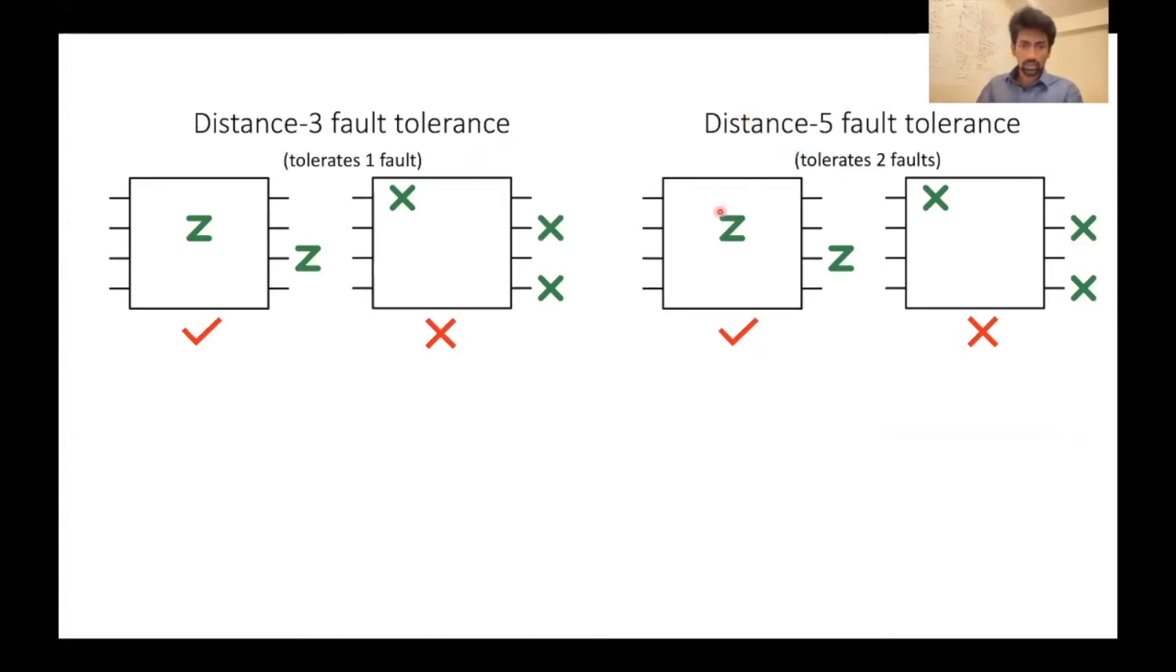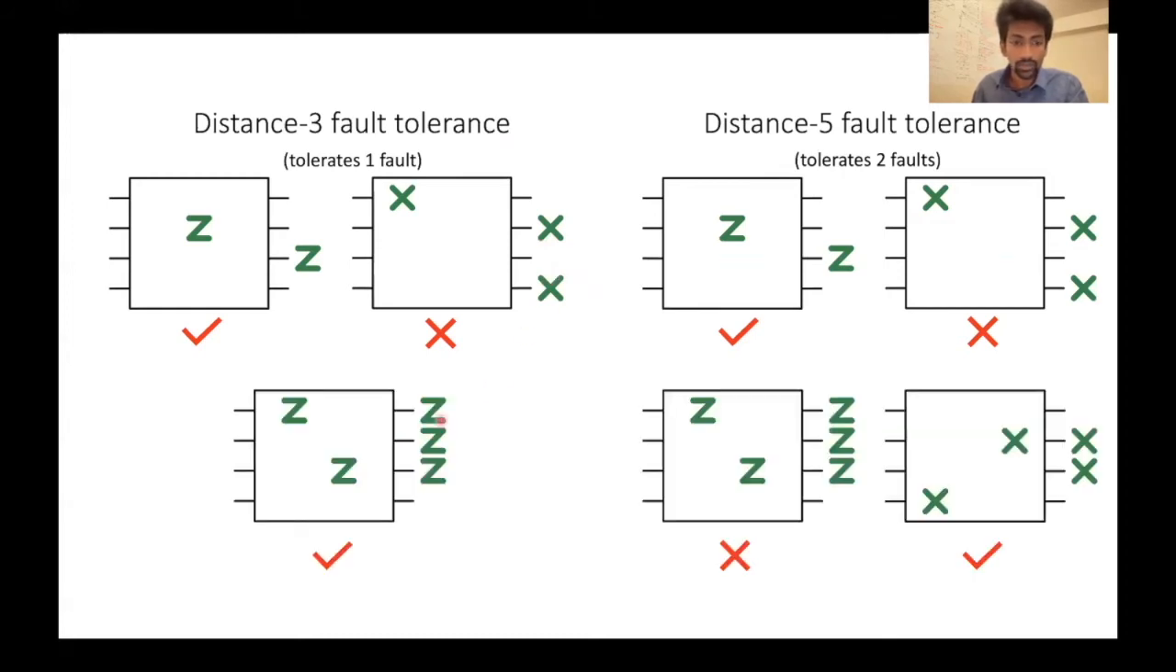So let's look at some of the rules for fault tolerance. If there's one fault that occurs during my circuit, then I need to ensure that the weight of my output error is at most 1. It can't be 2. In the case of 2 faults, however, we don't really care what the weight of the output error is for the distance 3 case. But for the distance 5 case, where we do care what the weight of the output error is, we need to ensure that 2 faults causes at most a weight 2 data error.